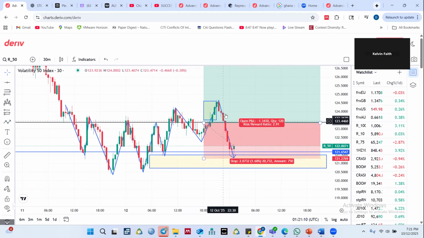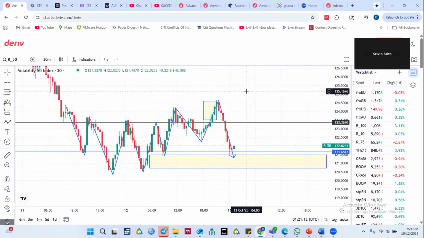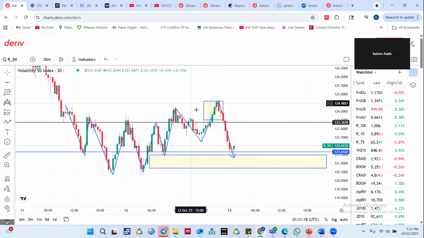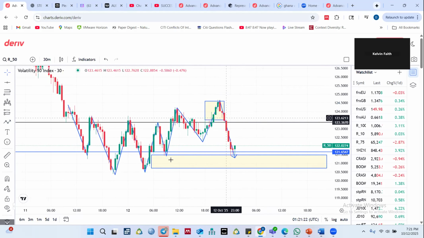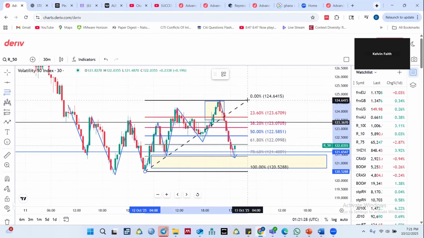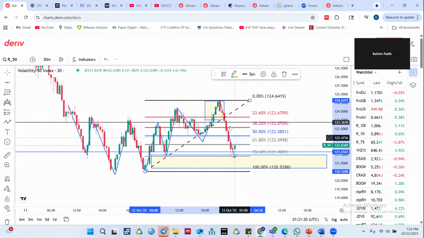Good. Let me even take this out. Good. So we have an indication that there is a buy intention. Buyers want to come in, and we have a pullback. So let's measure using the fib from these lows to the high. Where is the pullback? We just pull back to 78.6%.